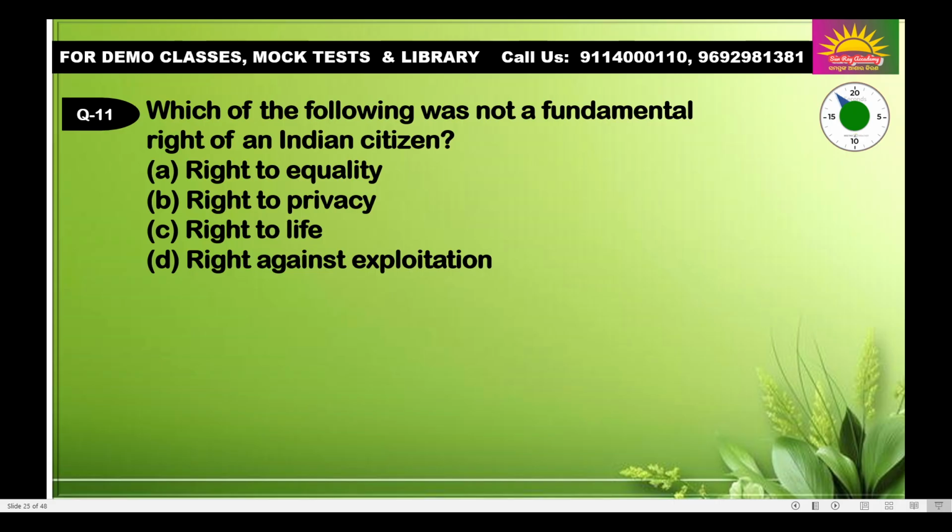Question number 11. Which of the following was not a fundamental right of an Indian citizen? Right to equality, right to privacy, right to life, right against exploitation.